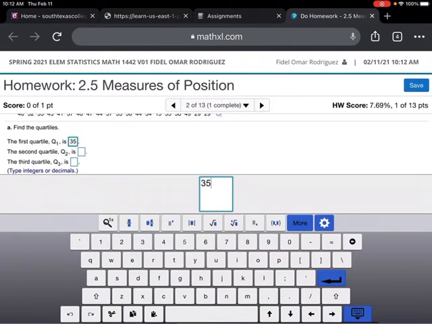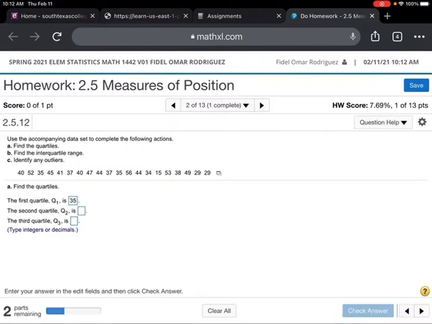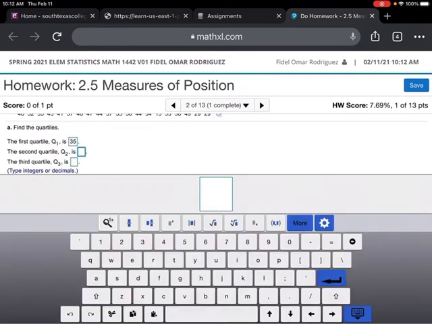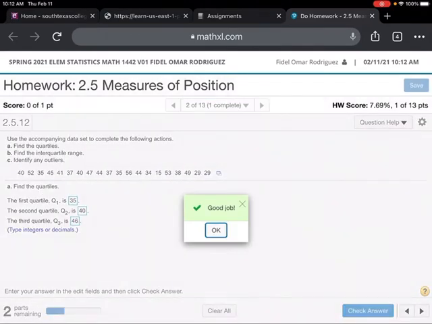So this one here is 35, 40, and 46. All right, so there's my answers for my first part, okay?